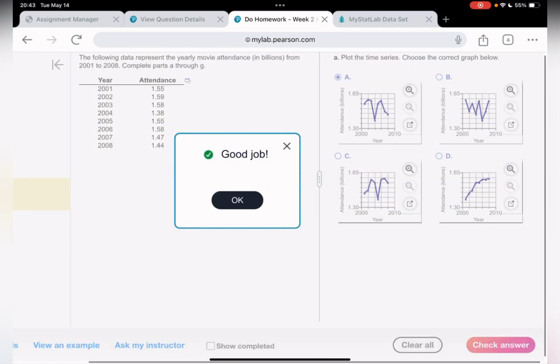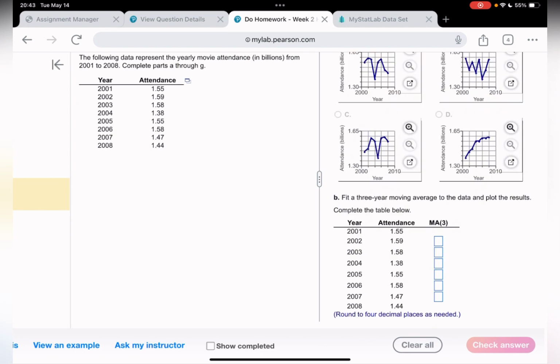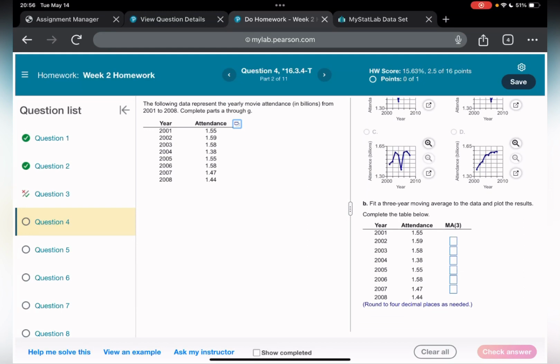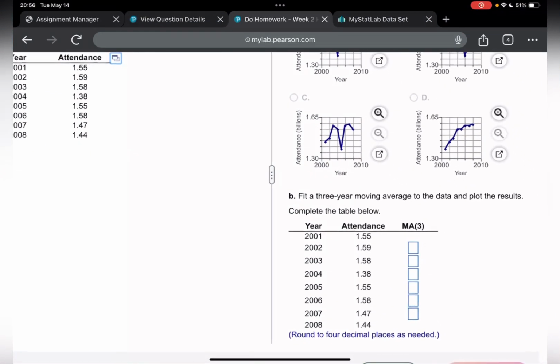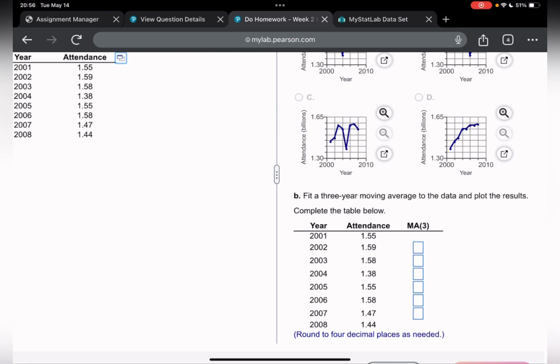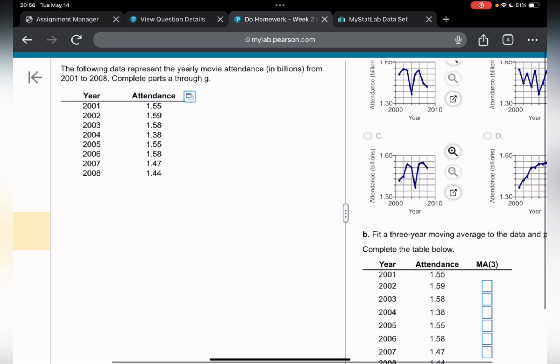Let me check. Yeah, good job. Now we're going to do the next one. We need to fit the 3-year moving average to the data and plot the result. Okay, we need to find the 3-year moving average.